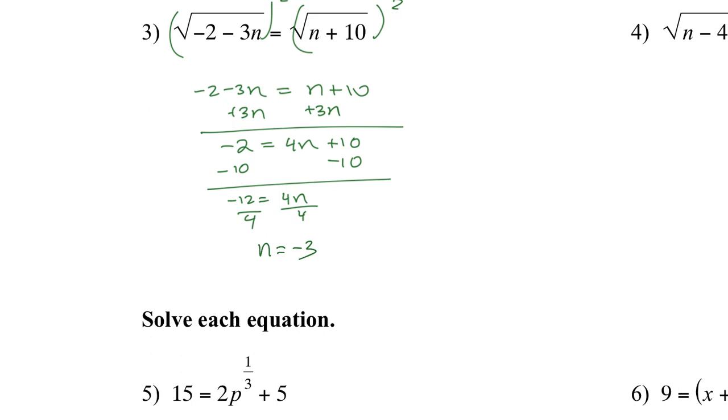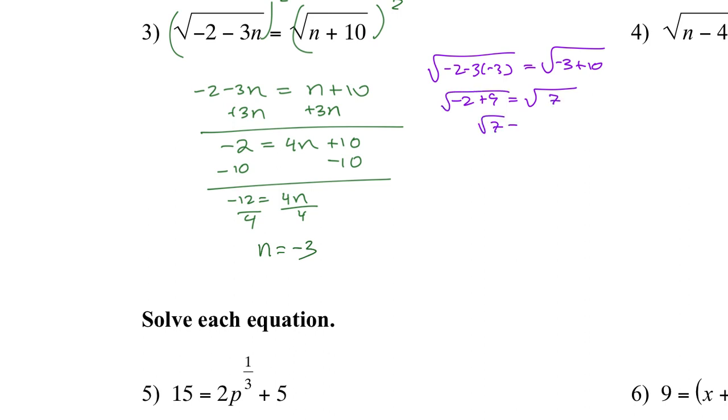Again, let's check the work. So the square root of negative 2 minus 3 times negative 3 equals the square root of negative 3 plus 10. So I got negative 2 plus 9, which is 7. This has the square root, and negative 2 plus 9 is the square root of 7 equals the square root of 7. So this is my solution.